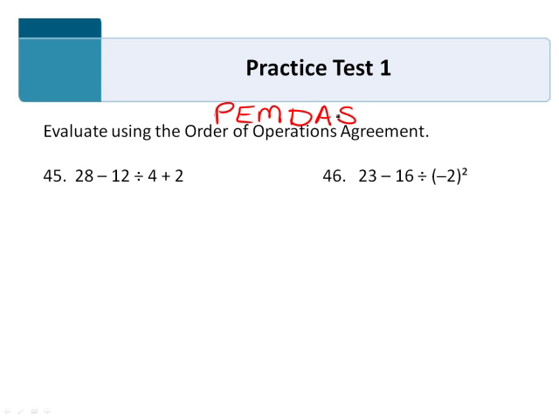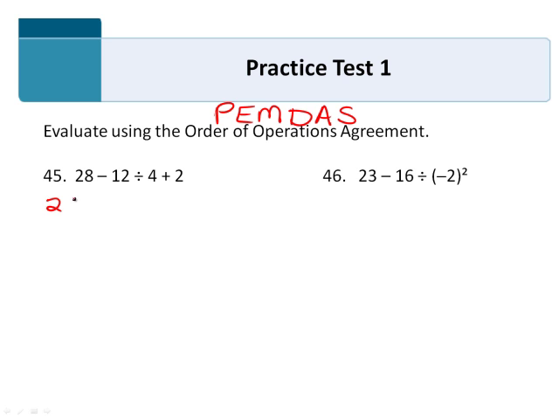So we have parentheses, exponents, multiplication, division, addition, subtraction. Okay, so look at this first problem. We have subtraction, division, and addition. So we don't have any parentheses, we don't have any exponents. We're down to the multiplying, dividing part. So you're going to start with the division there.